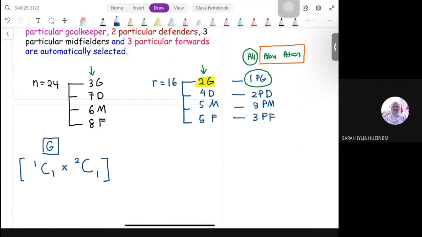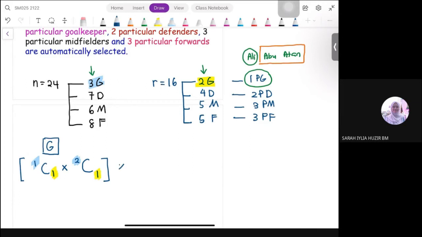So, 1C1 times 2C1. Okay, to double check, kalau nak check awak tu betul ke tak, hasil tambah yang atas, 1 plus 2, kita mesti dapat N. Tadi, kita ada 3 goalkeeper. Hasil tambah bahagian bawah, R ni, 1 plus 1, kita dapatlah R balik. Dapat 2 goalkeeper. Maksudnya pecahan kita dah betul. Okay. Alright, itu baru goalkeeper.